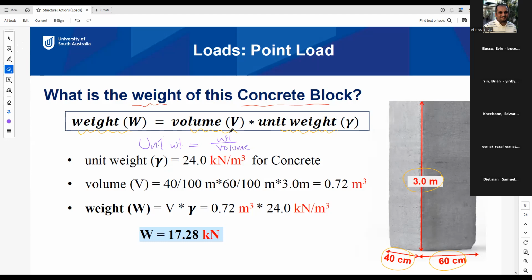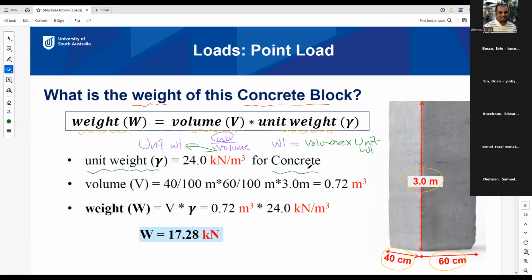So now if we want the weight, the weight will be equal to this one times this one. Yeah, so it will be volume times unit weight. So the weight equals the volume times the unit weight. For example, here, to find the weight of this block, the first thing is we need to find what is the unit weight of concrete.